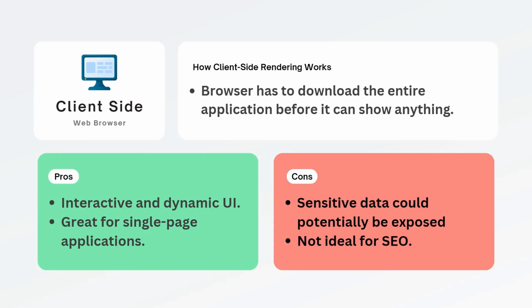CSR offers a highly interactive user experience and is well suited for single page applications like Facebook. After the initial load, the user can navigate without refreshing the page thanks to React's component-based architecture. And let's have a look at the cons right here. The initial load time can be slower since the browser has to download and execute JavaScript before displaying any content. And SEO can suffer because search engines may struggle to index dynamically generated content. So in summary, CSR is ideal for applications where interactivity is a priority and SEO is not a major concern.